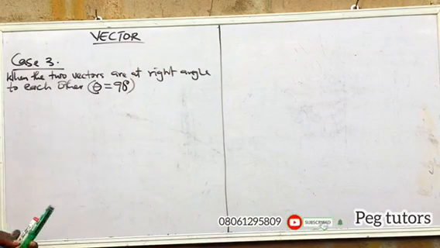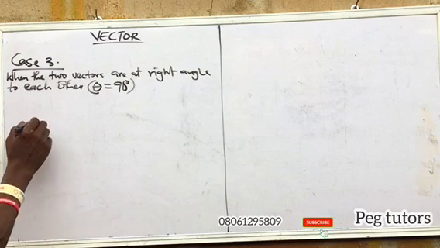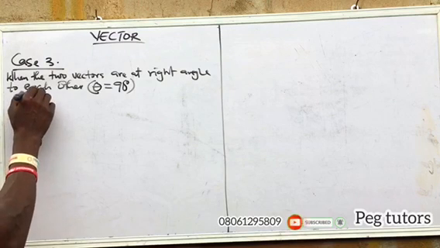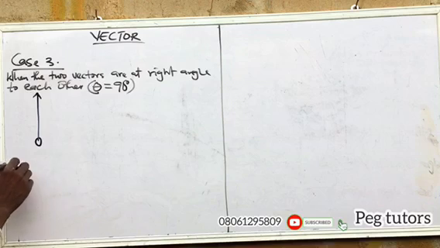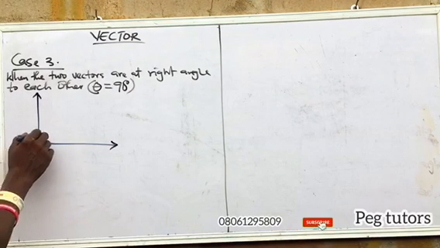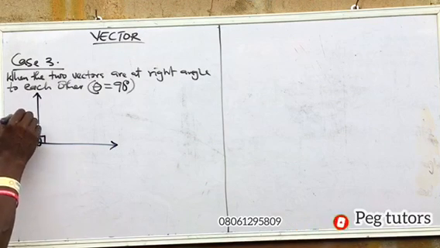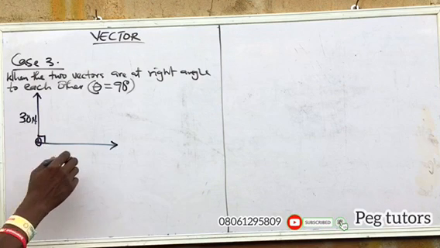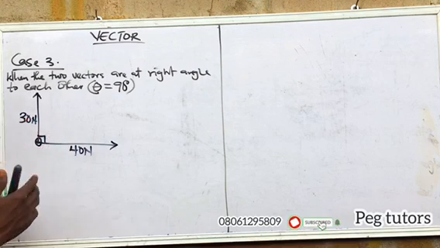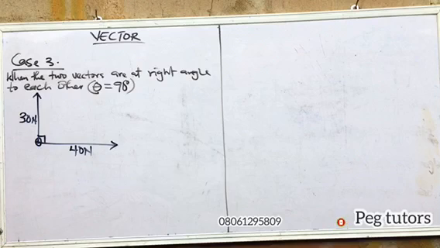Now, if they are acting at right angle to each other, at which theta is equal to 90 degrees, it means that we have our object here, and one force is acting towards this, and another is acting perpendicular to it. So let us assume that both of them are acting at 90 degrees to each other. So let's give this magnitude 30 Newton vector, and let this be 40 Newton vector. Now the question is, how do we resolve this? How do we find the resultant of this particular vector case?